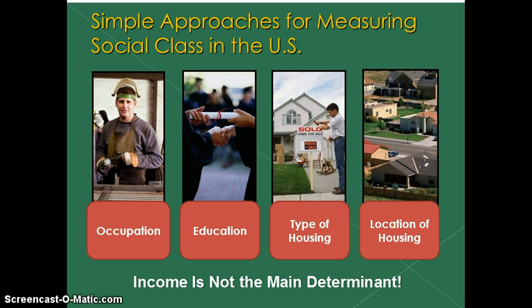So a social class, there are a couple categories here. The occupation that you have helps to determine your social class, your education level, type of house that you live in, the location of the house that you live in. Now, a lot of these have direct impacts on the income, or the income has direct impacts on those. So income is indirectly related as well, but it is not the main determinant of social class in the United States.